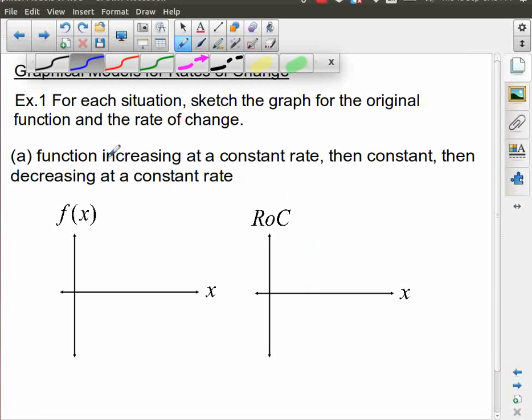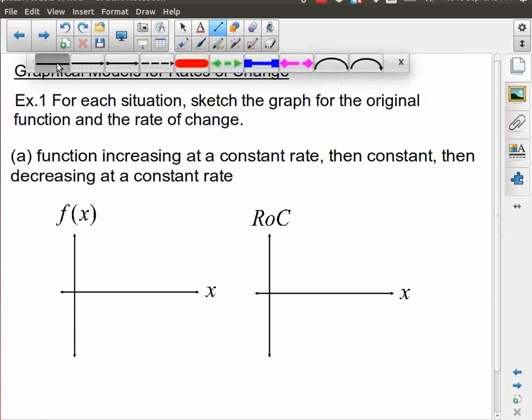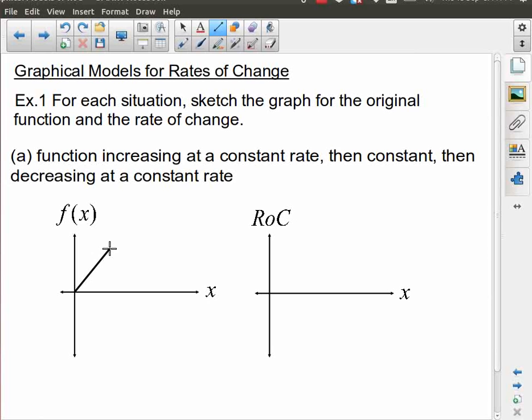Here I have a function increasing at a constant rate. Then the function is constant, and in this case a constant rate means it's increasing. Then constant means the function is not changing. Then decreasing at a constant rate. So this one is going to look like, and rather than freehand it, maybe I'll put in increasing at a constant rate, then it is constant, which is a horizontal line, and then decreasing at a constant rate.